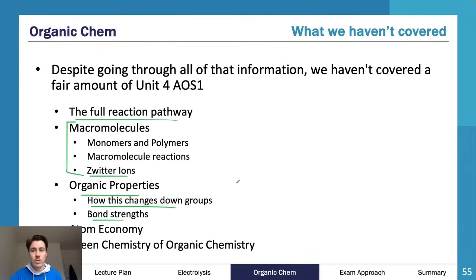How this changes down groups as well. So if you've got a homologous series of a similar molecule, how does it become more viscous, stronger, harder to break down, vaporizing point, etc. Atom economy. They've made a much bigger deal of this year because of green chemistry. So you do need to know your atom economy, and you do need to know how that applies into your green chemistry for organic. These two things are pretty much the same. But really important, these are the sort of things we didn't cover.